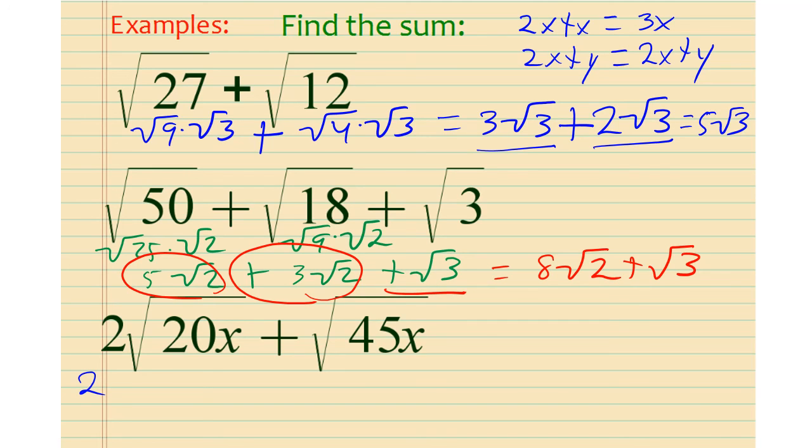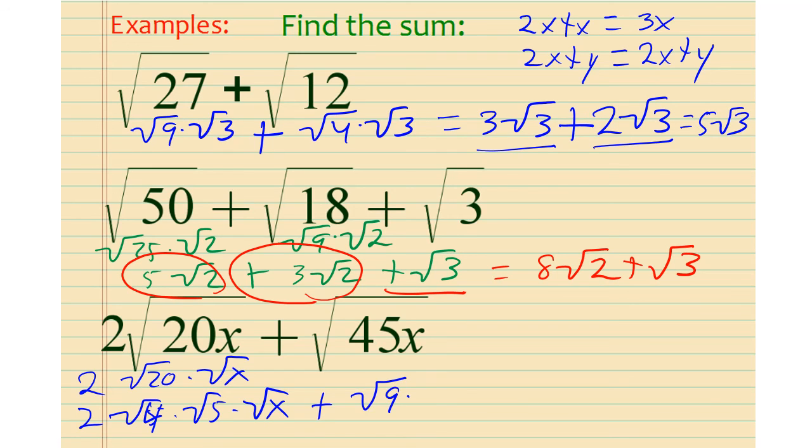Over here I have a 2 that's sitting out waiting. Square root of 20 and square root of x. What's the biggest perfect square that goes into the square root of 20? Square root of 4, times square root of 5 times square root of x. Plus, what's the biggest perfect square that goes into 45? 9. So I get square root of 9 times square root of 5 times square root of x.